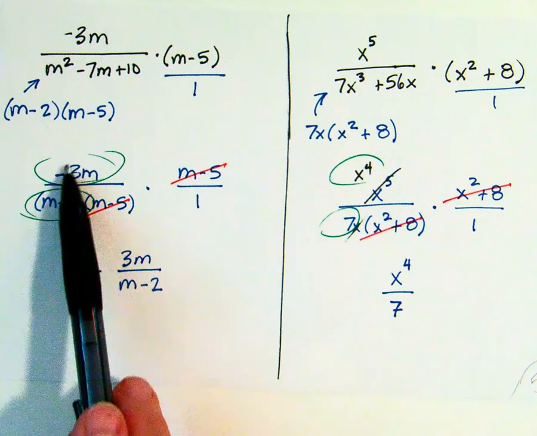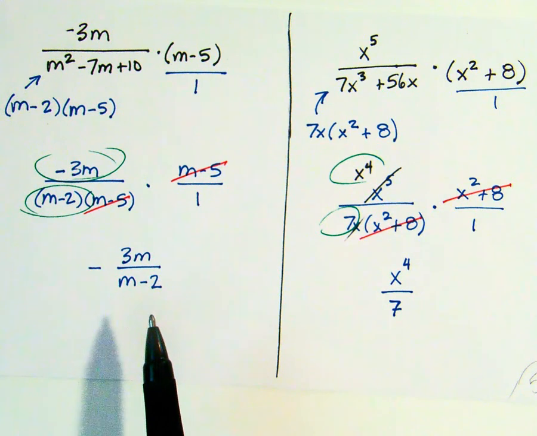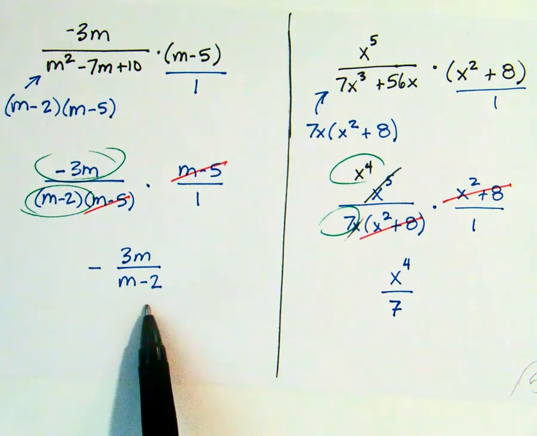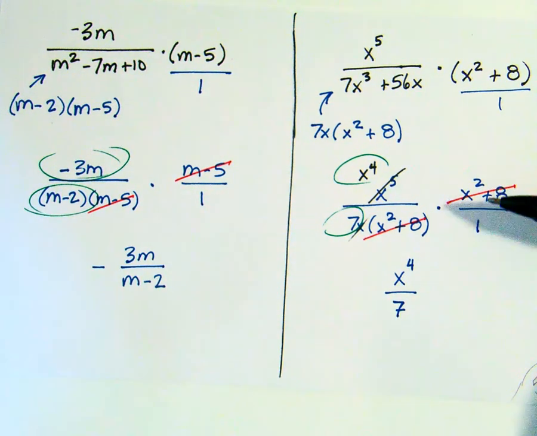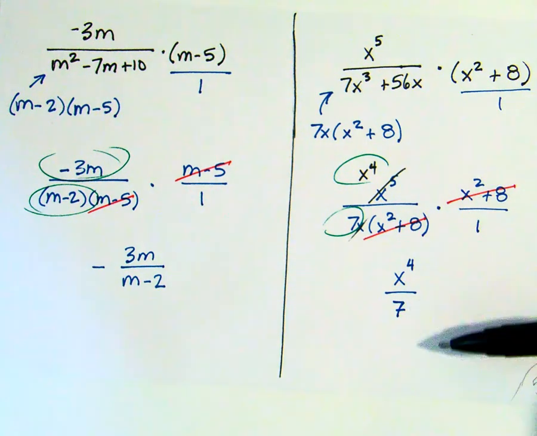Again, we've canceled and put what was left. Top times the top goes on the top, bottom times the bottom goes on the bottom. Same deal here. This one was not written as a fraction. If you're multiplying fractions, everybody's got to be a fraction, so stick a 1 under the whole thing. And we'll go through the process here.